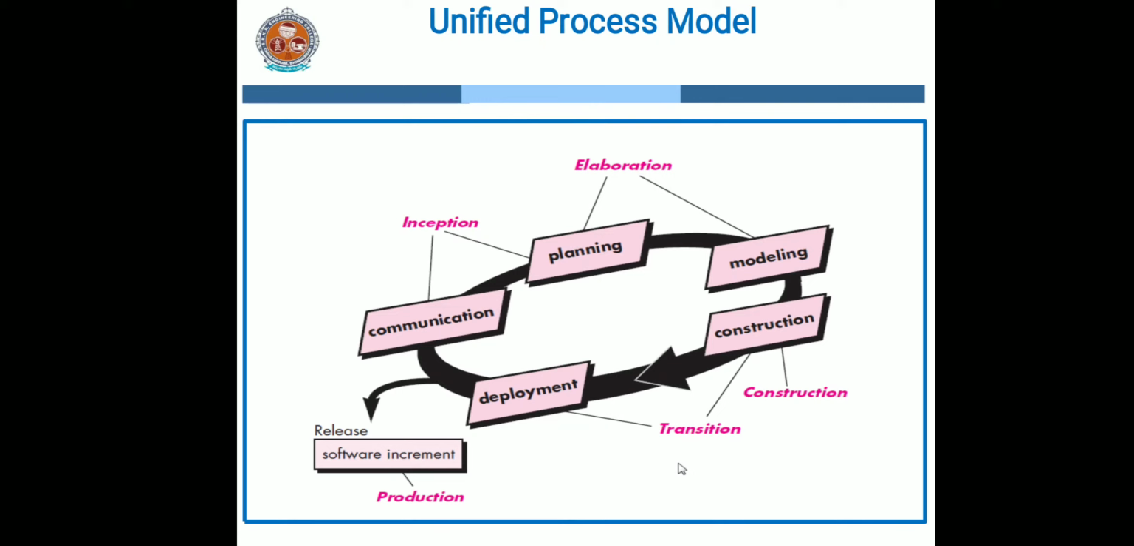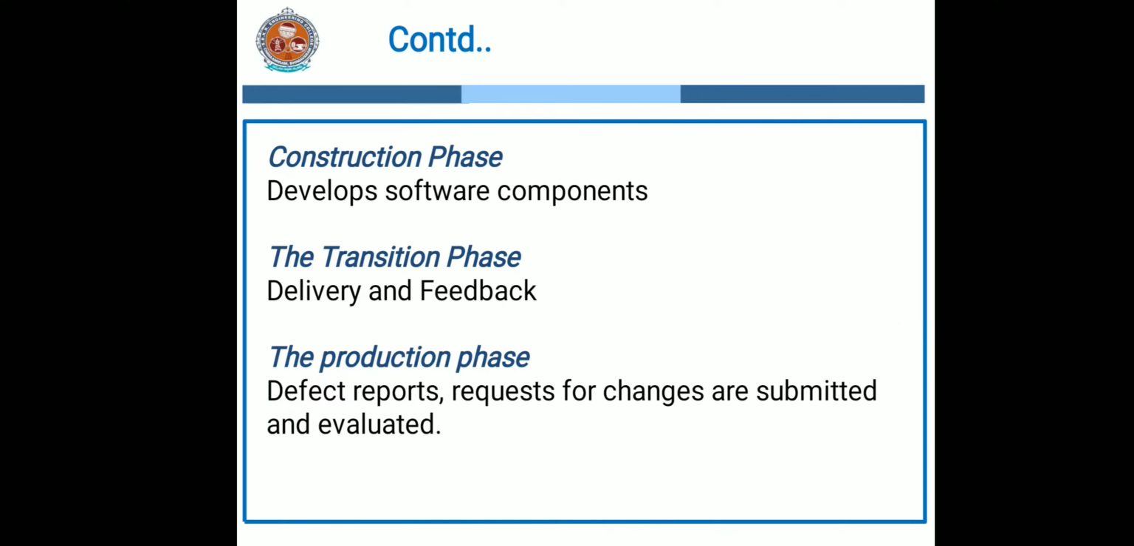Then coming to the construction, the construction is the actual one where we are developing the software. So you would be writing the actual code and implementing the features for each iteration. You would be rolling out the first iteration of the software depending upon the key use cases that make up the core functionalities of the software system.